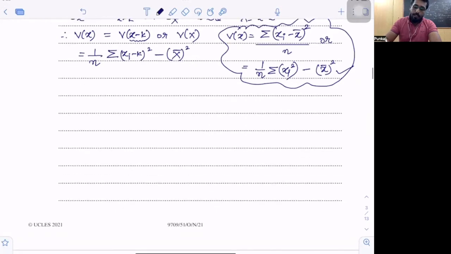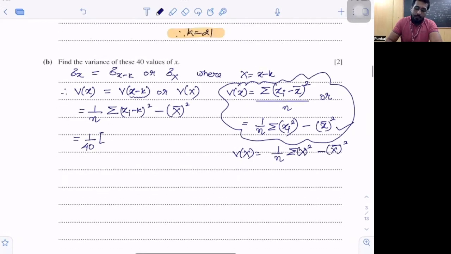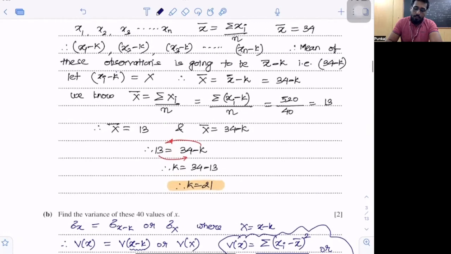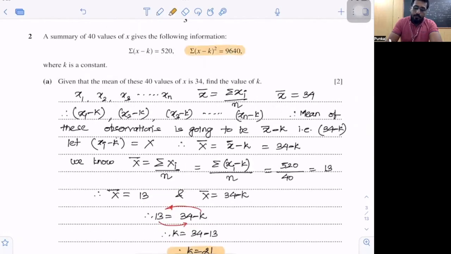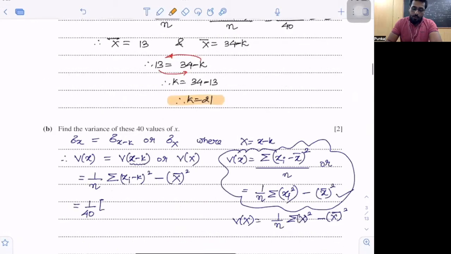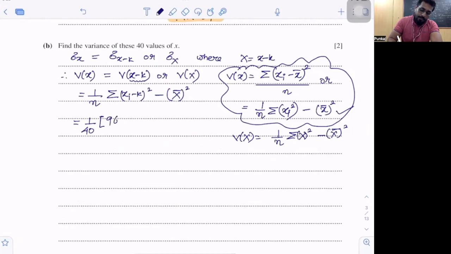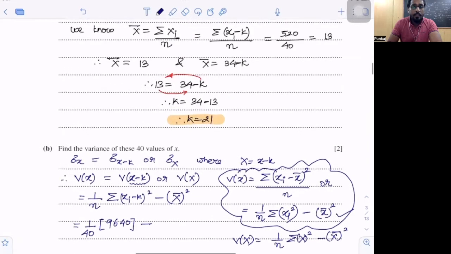So the formula goes like this: v of capital X is actually 1 over n summation of X square minus X bar square, right? And what is this X? X is x minus k. So I can have this 1 over the number of observations, which is 40, summation of xi minus k the whole square, given to us. Look at this. Summation of xi minus k the whole square is given to us as 9640. So I write here 9640 minus, what's capital X bar? That is also obtained here.